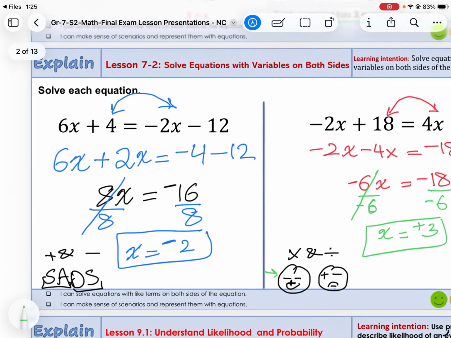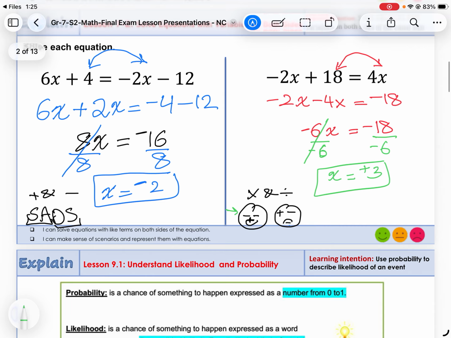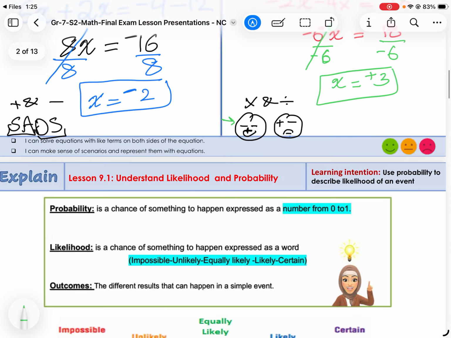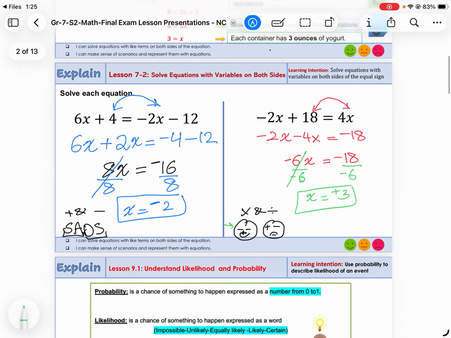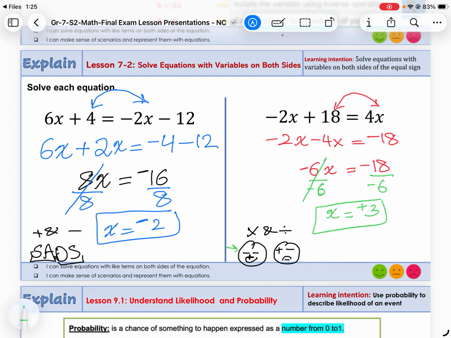And this is how you solve equations with variables on both sides. Step number 1, you collect the variables on one side by just changing their position. Step number 2, you combine like terms, and finally isolate the variable by using inverse operations. Okay, next one. This is all for the first lesson, which is solve equations with variables on both sides.